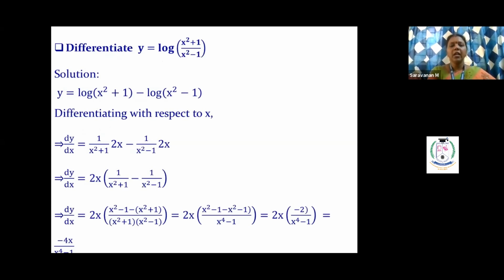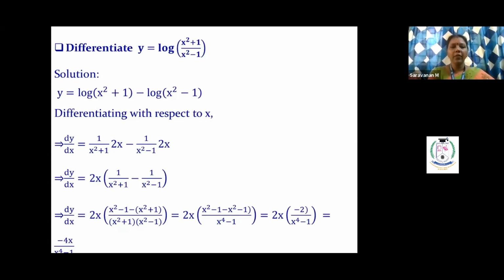Now, in this question, see, the given question itself contains log. If the given question itself is with the logarithmic function, we are not supposed to apply log. Without applying log, just we have to differentiate that logarithmic functions, right? So given question is differentiate y is equal to log of x squared plus 1 by x squared minus 1. So what we have to do, which rule of logarithm is used here? Log of a by b. So log of a by b is equal to log a minus log b.